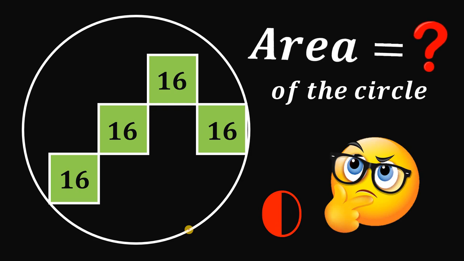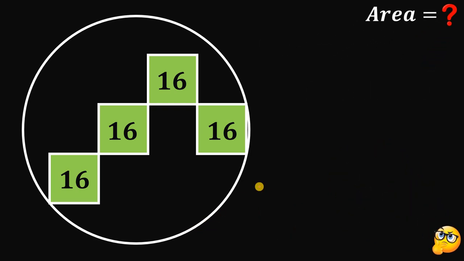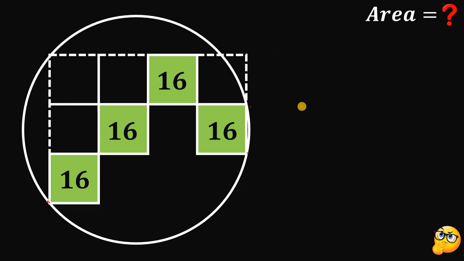And now, let's answer this question together. Alright, so to answer this question, take note that those squares are perfectly tangent to our circle. We need 4 squares. And here it is. The first one, the second, the third, and the fourth square.